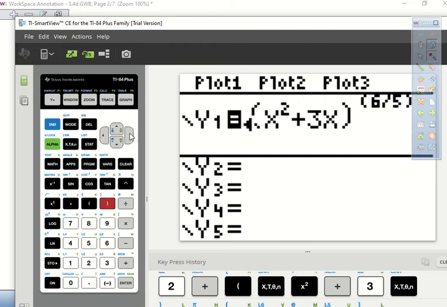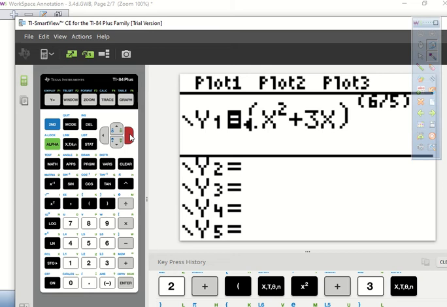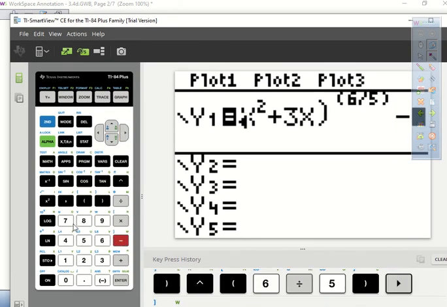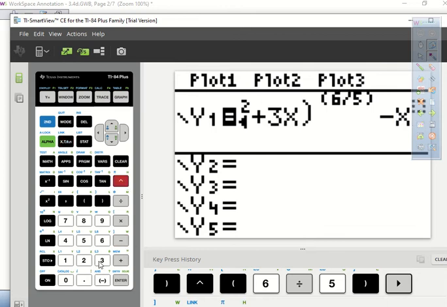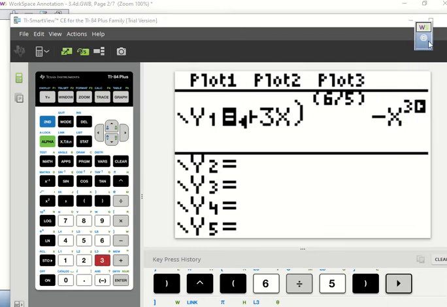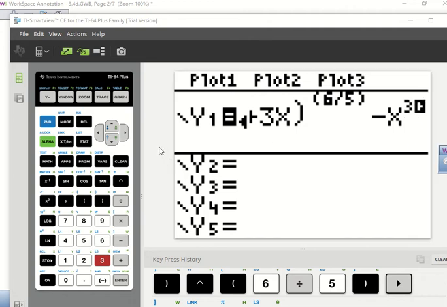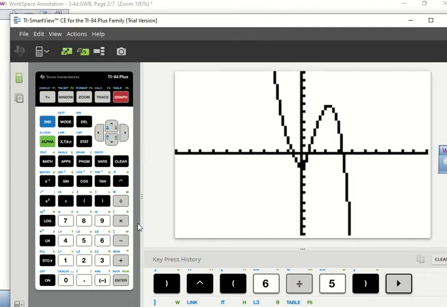And then to get back off of the exponent, you hit this little arrow button, and then you type in minus x to the third power. So it's going to be x, and then you hit this little caret button to the third. On your calculators, when you hit the caret button, it's not going to look like mine. It's just going to have the little caret symbol and then a 3. So once you have that in, you're going to hit the graph button, and it should look something like that.